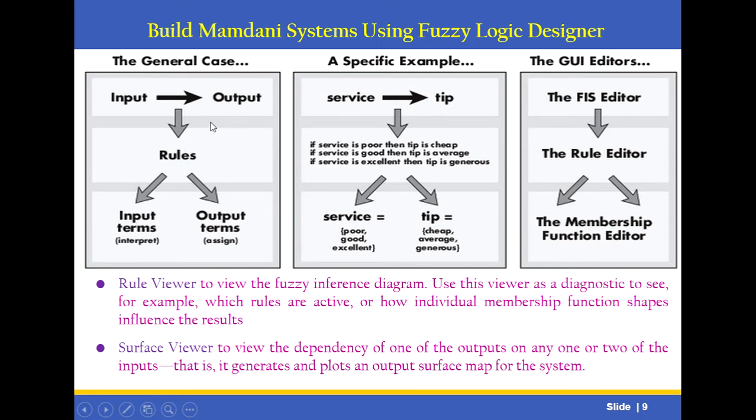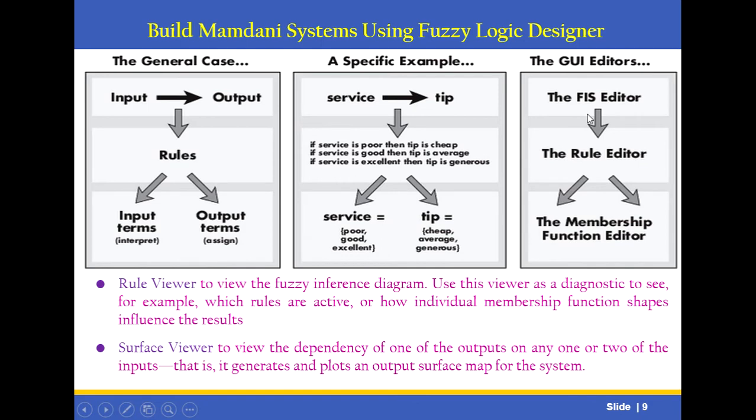The general rule method, and the specific example, that is service. The input is service, the output is tip. Here these are the three golden rules. If service is poor, then tip is cheap. If service is good, then tip is average. If service is excellent, then tip is generous. Service is based on poor, good and excellent, these are all the parameters, and tip is cheap, average and generous. Then the rule editor.